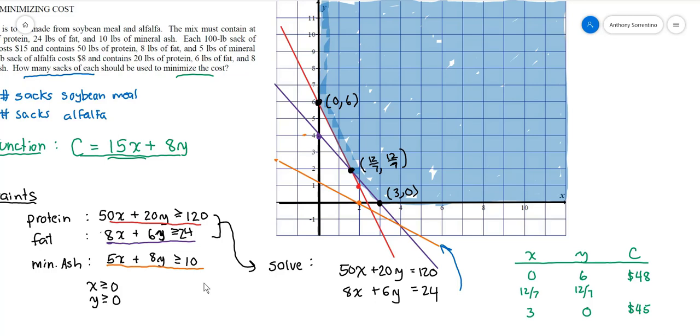Well, let's see if I buy a mixture of them, in this case basically 12 sevenths, which is 1 5/7 of a sack of each, will that give me a smaller cost? So if I do that, put 15 times 12 sevenths and 8 times 12 sevenths and add them together, I get approximately $39.43. So I'm just putting into this function right here. So that's the cheaper one to go with.